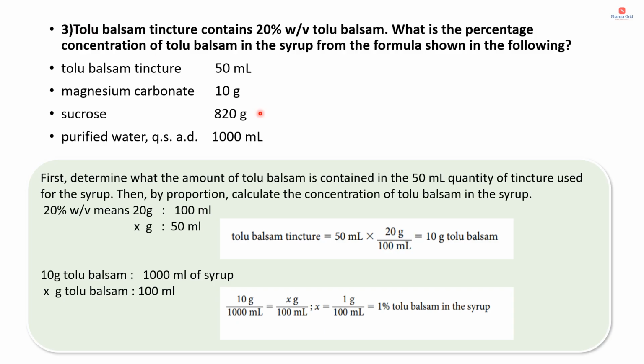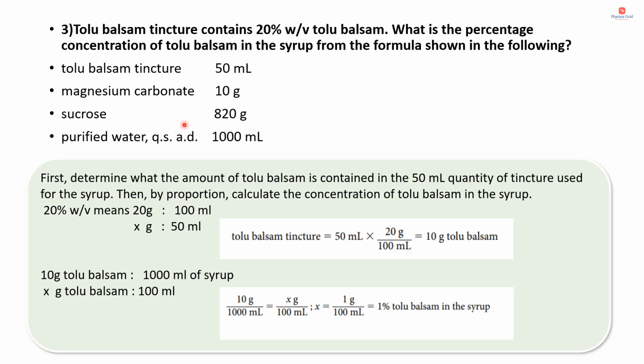So out of this 1000 ml, for preparing this syrup, tolubalsam tincture 50 ml is required. Okay. So first of all, find out the amount of tolubalsam present in this 50 ml of the tincture used for preparing the syrup. For finding this, in the question they have given a clue, that is tolubalsam tincture contains 20% weight by volume tolubalsam. That is 20% weight by volume means 20 gram tolubalsam is present in 100 ml. So we can easily find out the amount of tolubalsam present in 50 ml. So take it as x gram. Find out the value of x by cross multiplication. That is 50 into 20 divided by 100, that is equal to 10 gram tolubalsam. That is 10 gram tolubalsam is present in 50 ml of tolubalsam tincture.